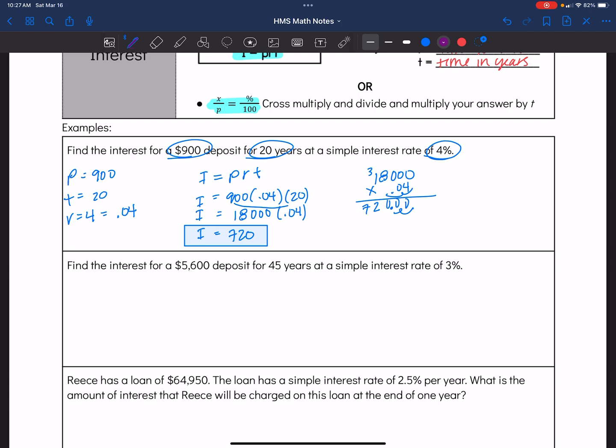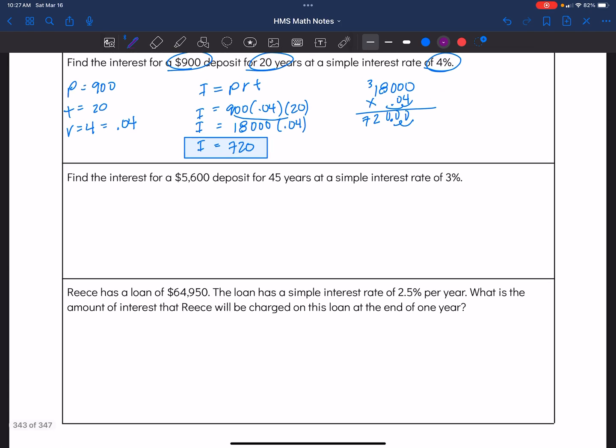All right, let's look at another example. Find the interest for a $5,600 deposit that's over 45 years at an interest rate of 3%. So we're going to keep doing the same thing by pulling out all of our variables just to make sure we're keeping our numbers straight. I don't know my interest. That's what I'm finding, because it literally says find the interest. I do know my principal is $5,600. I know my time is 45 years, and my rate is 3%, which is 0.03 written as a decimal.